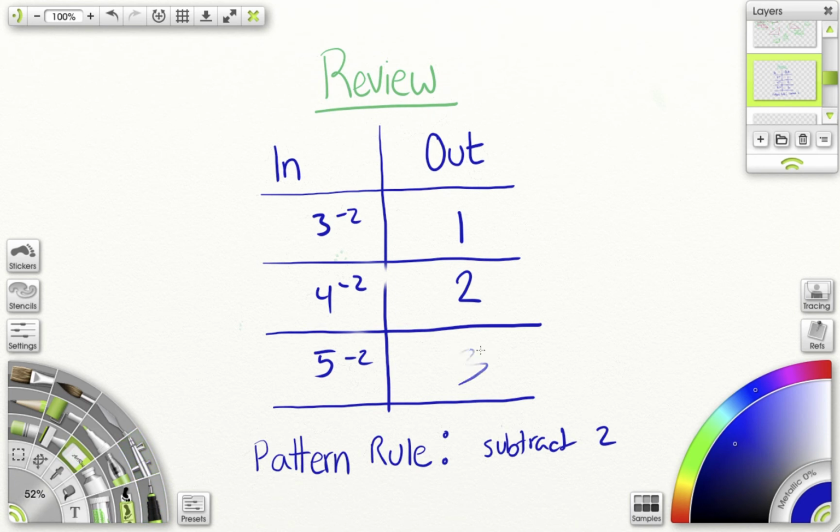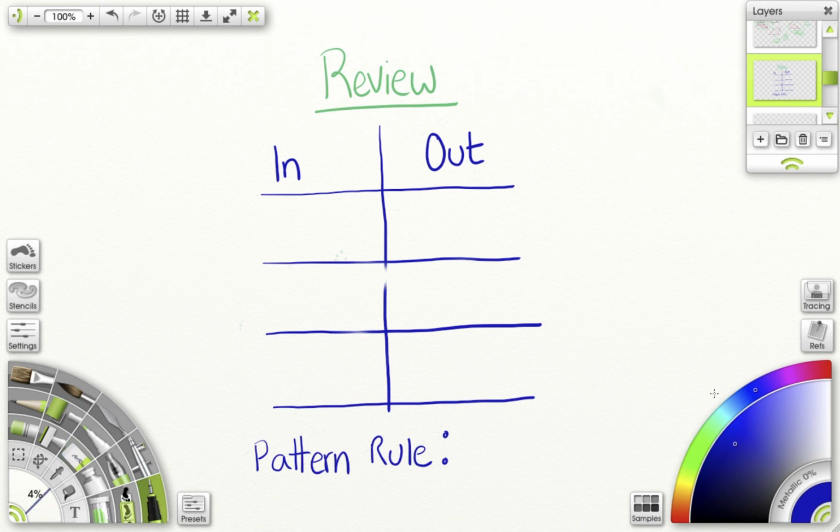Now let's get into doing something that requires multiplication and division. So we're going to have two versions, one where the pattern rule is given to you, and another where the pattern rule is not given to you, so you have to find it yourself. Let's start with one where the pattern rule is given to you, because that's a little bit easier to start off with.